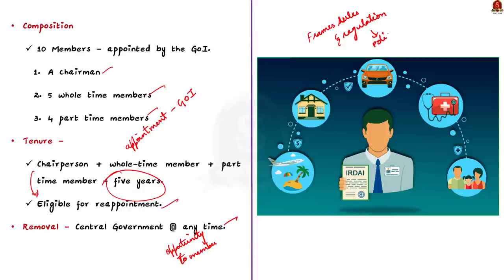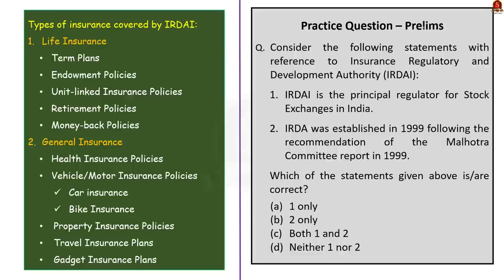Now let's see the type of insurances that is regulated by IRDAI. See here, insurance is mainly divided into two types. They are life and non-life insurance. Here the non-life insurance is also called as general insurance. See, there are some components under life insurance and non-life insurance. We will see them one by one.